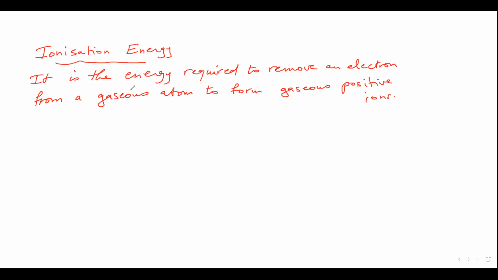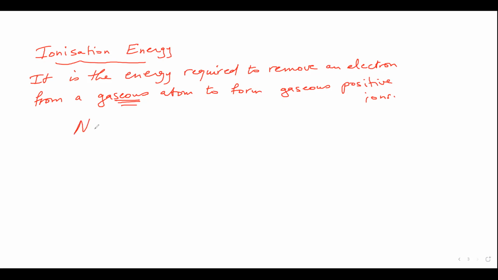Okay, so what does this mean? It is the energy, ionization energy. It's obvious from its name. Ionization energy means the energy needed to form an ion. And here it should be a positive ion. It is the energy required to remove an electron from a gaseous atom. It should be a gaseous atom to form gaseous positive ions. We have different ionization energies. We can have first ionization energy to remove only one electron. We have second ionization energy to remove 2 electrons, and so on.